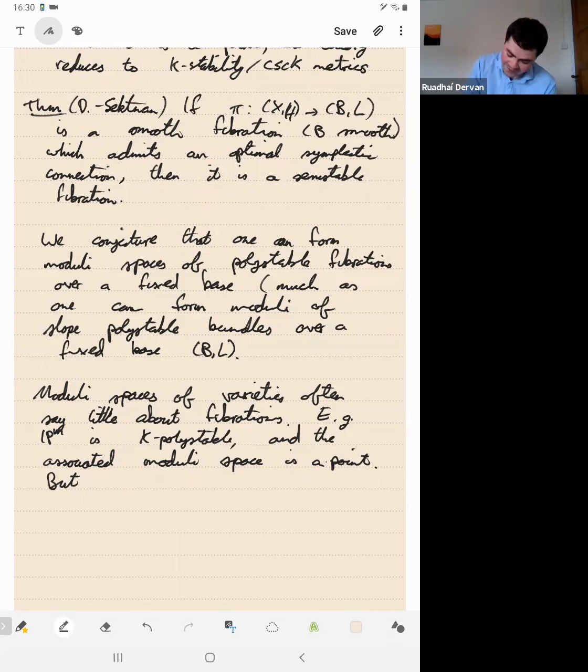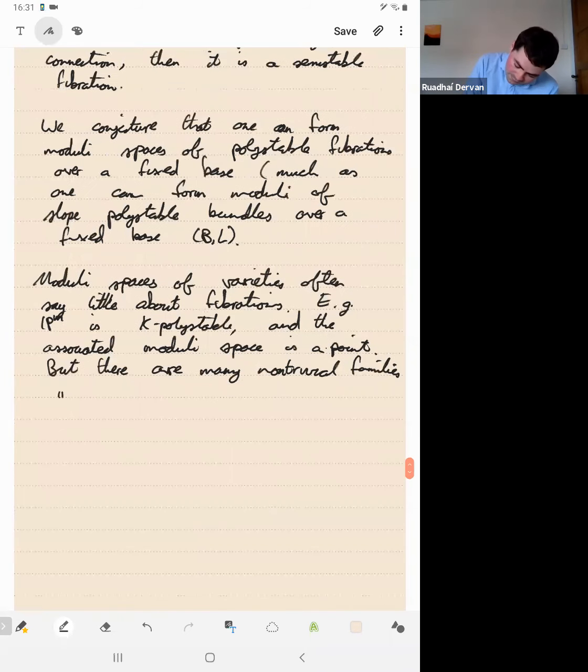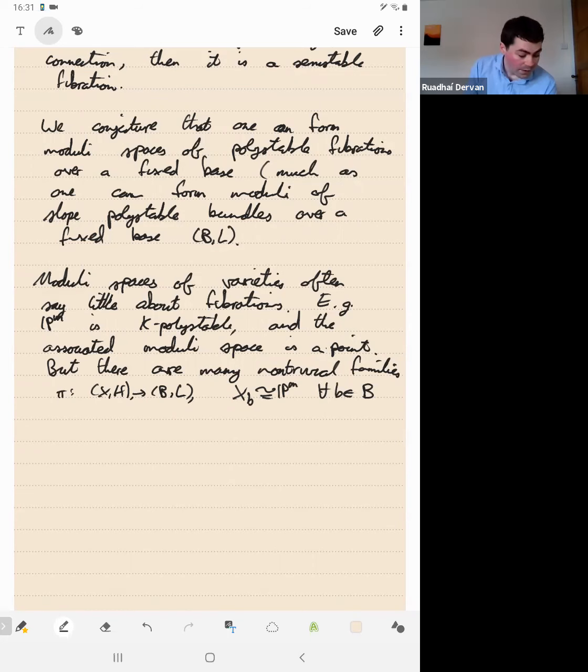But actually there is a whole theory of projective bundles that people study to rectify this. There are really very many non-trivial families, for any given B_L, π from X_H to B_L, where the fiber X_b is isomorphic to P^m for all b in B. One can really just projectivize any vector bundle.